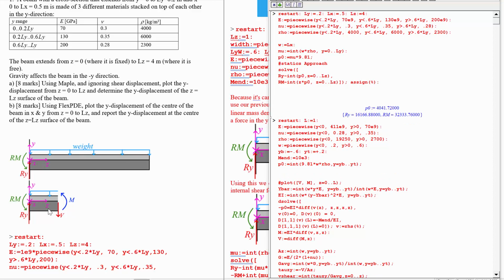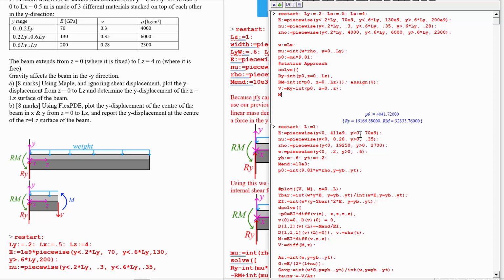Next up, we'll use this internal shear force and bending moment diagram to figure out what that internal shear force is. V has to equal Ry minus the integral of P naught from z is 0 to z. And the moment will then be negative Rm, because Rm is spinning this in the same way as that moment, negative Rm plus the integral of V from z is 0 to z.